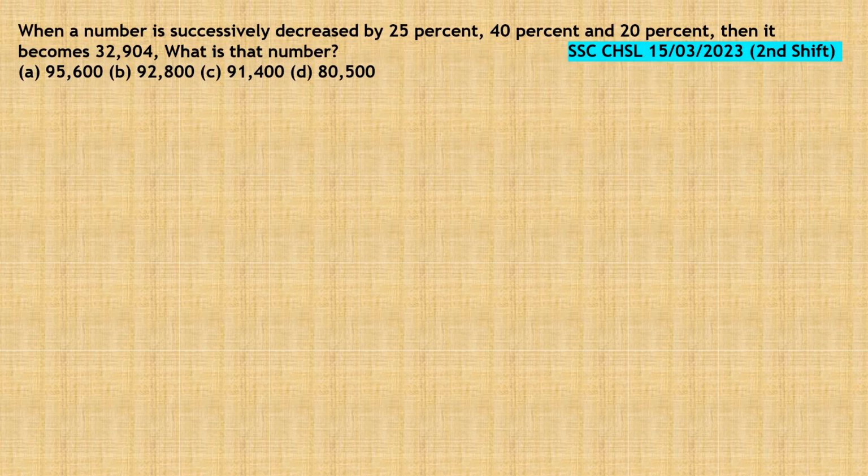When a number is successively decreased by 25%, 40% and 20%, then it becomes 32904. What is that number? A number was there, n, decreased by 25%, that is 75% is left. And decreased by 40%, 60% is left. Decreased by 20%, that is 80% is left, and the resulting number is 32904. We need to find the value of n.